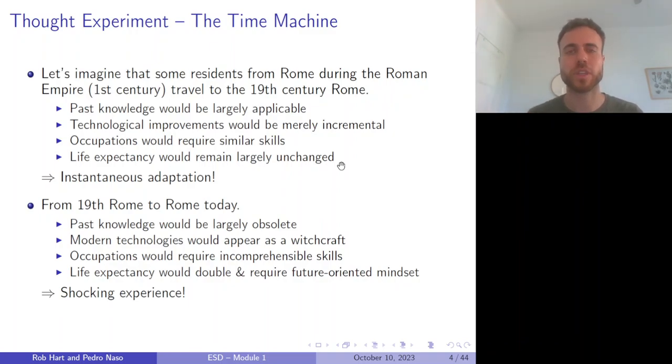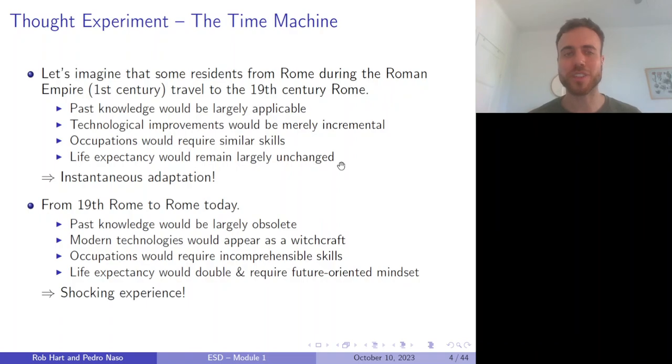in technology. And one thing that is striking, at least to me, is that life expectancy was largely unchanged from first century to 19th century Rome, so around 30 to 35 years old. So this person would be able to adapt very easily if we take her from ancient Rome, first century Rome to 19th century Rome. Now we look at a different situation, a situation in which we take someone from 19th century Rome, so 1800s, more or less, to Rome today, in 2023.